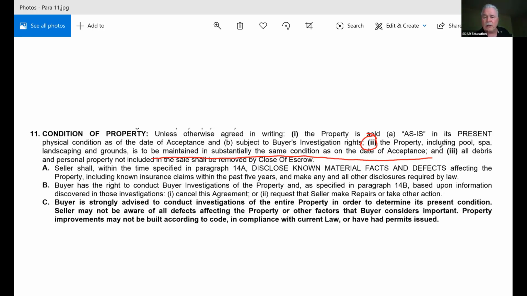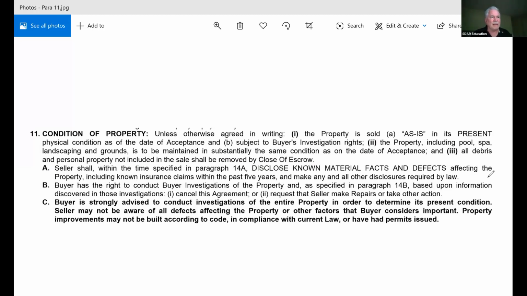And then we're going to look at III, all debris and personal property. And this comes up a lot. The seller left a bunch of trash. All debris and personal property not included in the sale shall be removed by close of escrow. So you and I both know it's right up until the day it closes, right up until the minute it closes, and there's still stuff on the property. The seller has agreed contractually to remove it, and so they're going to be bound by that. And of course, it may take a court of law to enforce it, but at the end of the day, that's what the contract says.